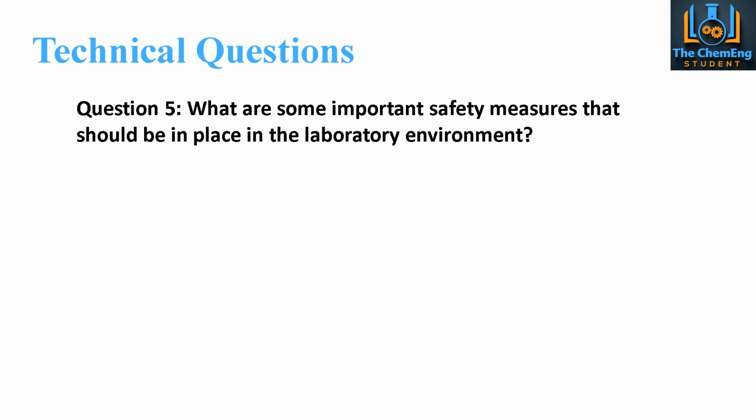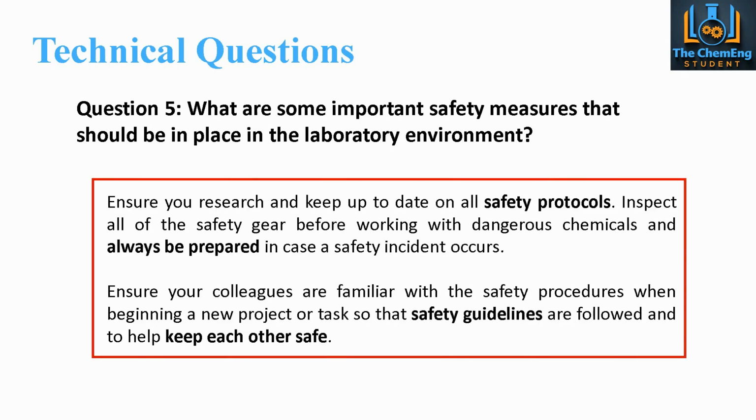Question 5 is, what are some of the important safety measures that should be in place in a laboratory environment? Because remember, safety is one of the core aspects of any engineering application. Now, a typical answer that you should try and incorporate is saying that you would research and keep up to date with the safety protocols, because all the time protocols change, they get updated, some information may be added, so it's ensuring that you keep up to date.